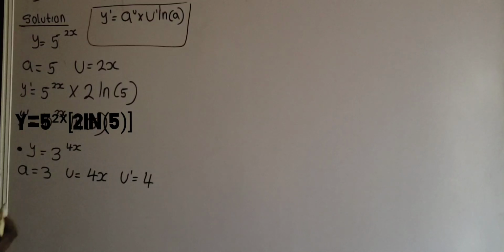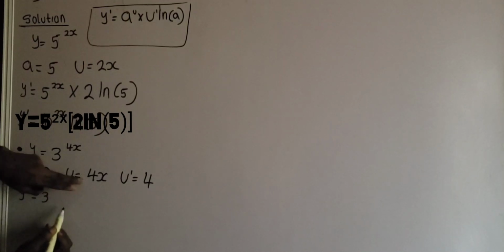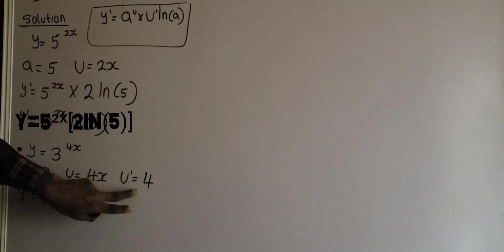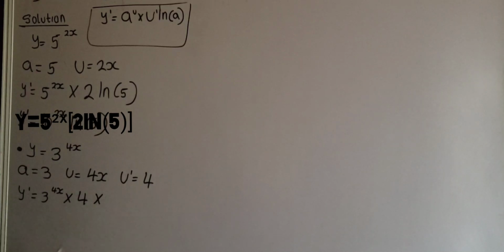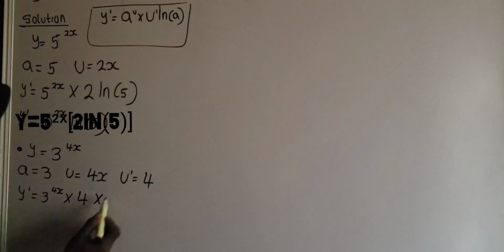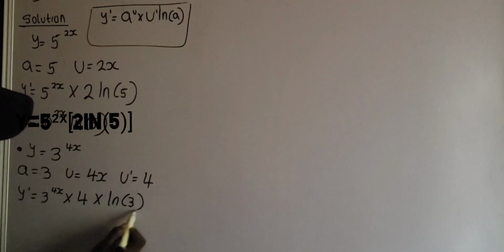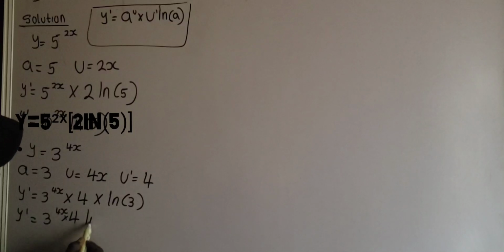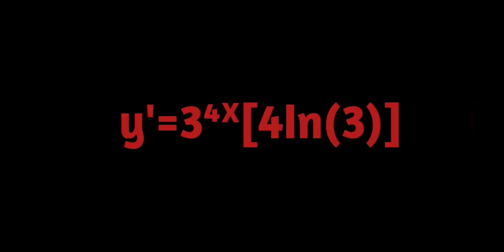Now let us proceed to use the formula. The derivative of y is equal to the formula a raised to the power of u. So I'm going to have 3 raised to the power of u, which is 4x, multiplied by the derivative of u, which is 4, multiplied by ln a. The natural log of a, where a is 3, so I'm going to have ln 3. You understand? So the derivative of y is equal to 3 raised to the power of 4x multiplied by 4 ln 3. So the derivative of y is equal to 3 raised to the power of 4x into bracket 4 ln 3.